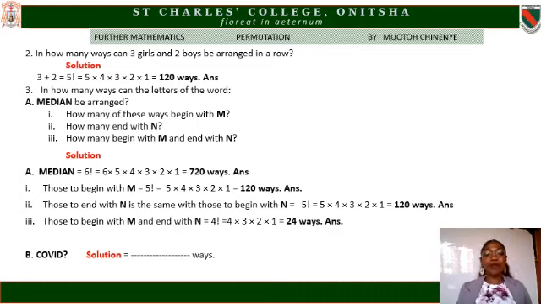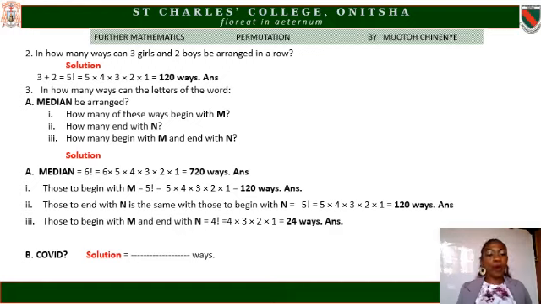Example 3. In how many ways can the letters of the word median, M-E-D-I-A-N, be arranged? How many of these ways begin with M? How many end with N? And how many begin with M and end with N? Solution, median has 6 letters, and to get the number of arrangements, we have 6 factorial, which when you simplify, will give us 720 ways as an answer.